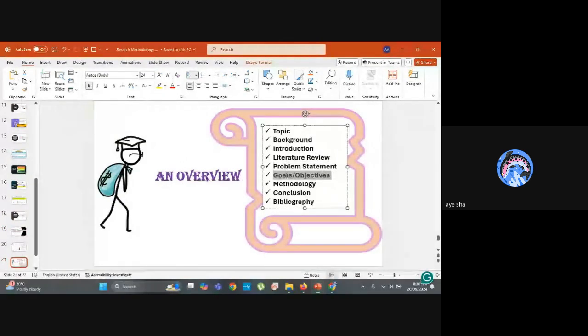For example, if you want to collect secondary information from the meteorological department, your goals and objectives would be goal number 1, gather the data from the meteorological department. Goal number 2, interpreting the data, and goal number 3, etc. Whatever, depending on how and what you want to do.